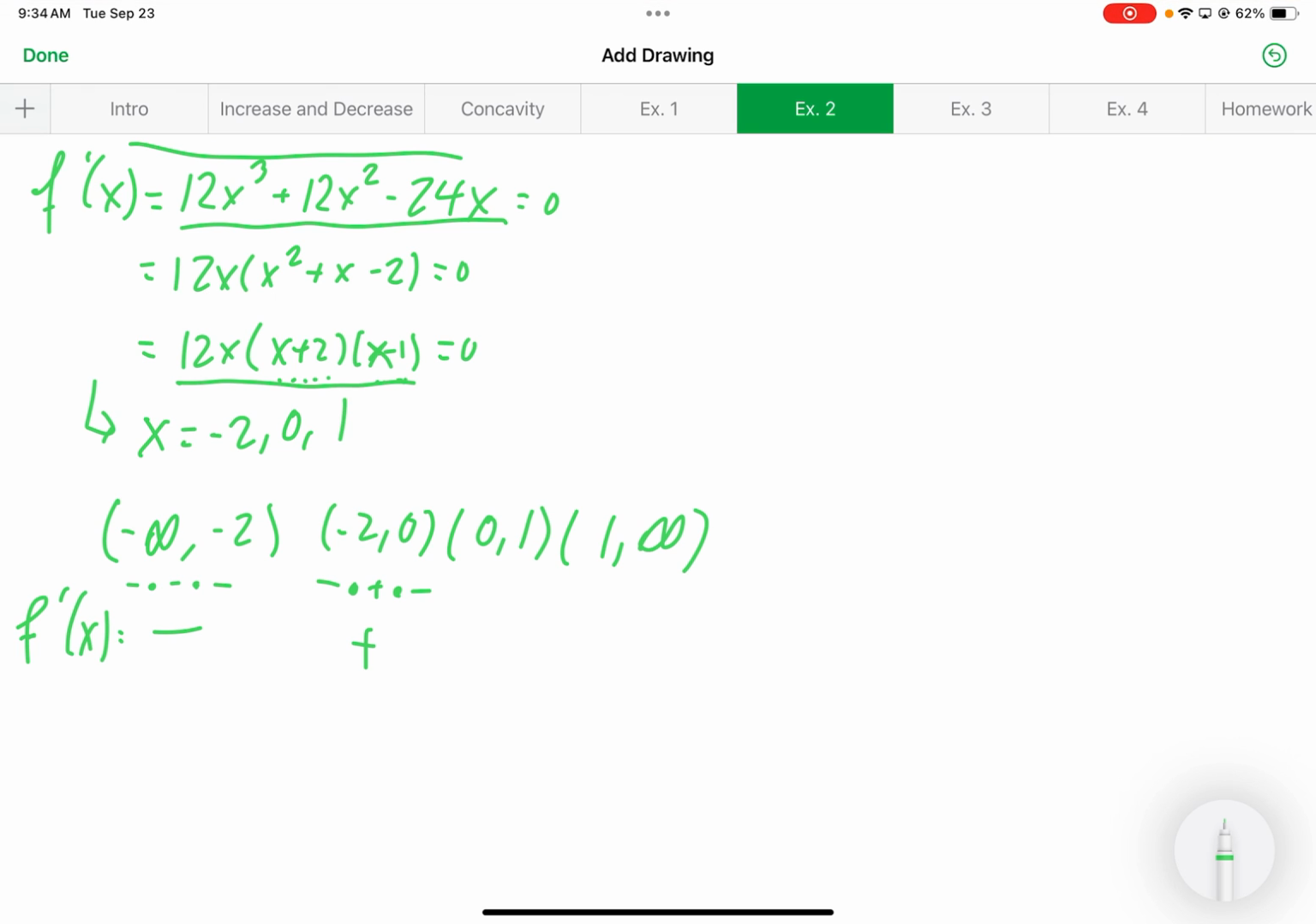Okay, and then from 0 to 1, half, I guess. So then half of 12 is 6. A half plus 2 is positive, so positive times a positive. But a half minus 1 is negative. So I would have positive times negative, giving me a negative value.